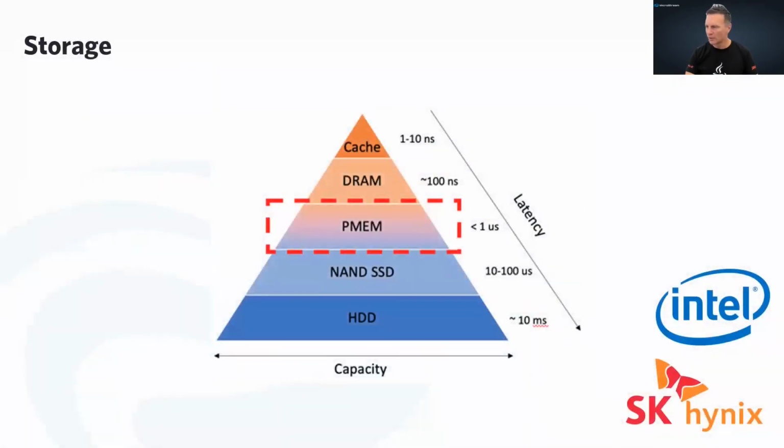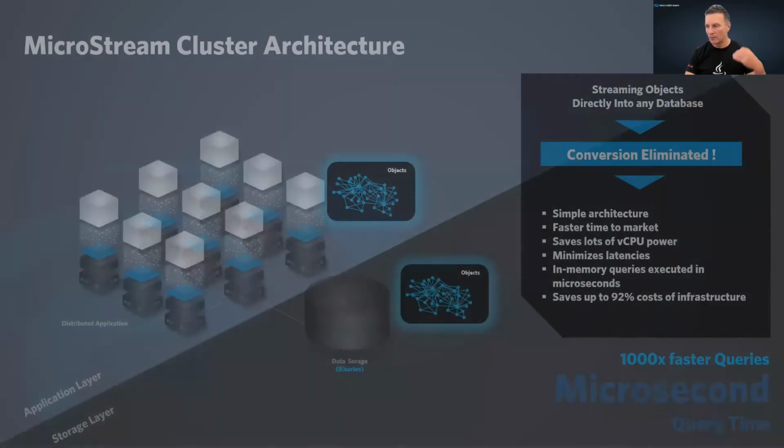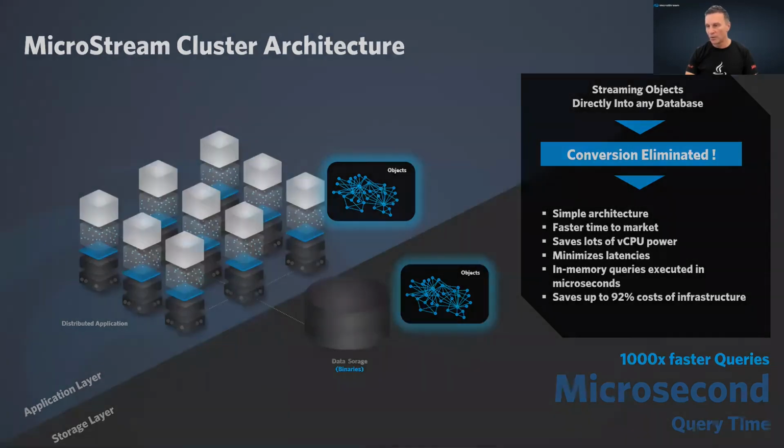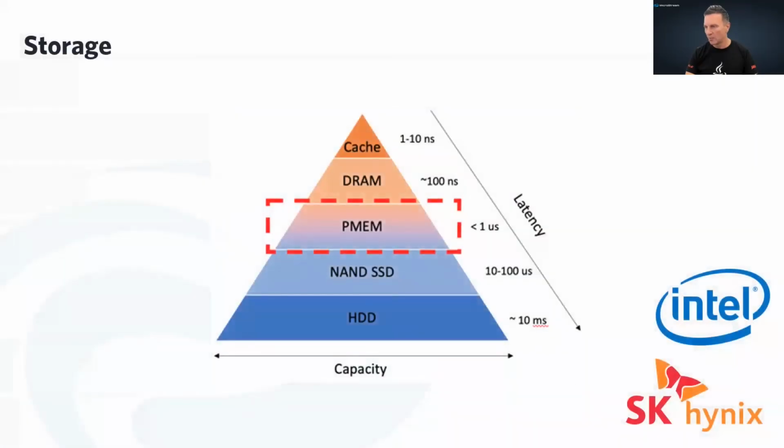So we can also store data in persistent memory. If you even want to accelerate the system, then we can store data in persistent memory. And this is also fantastic because it's much faster than storing data on disk.